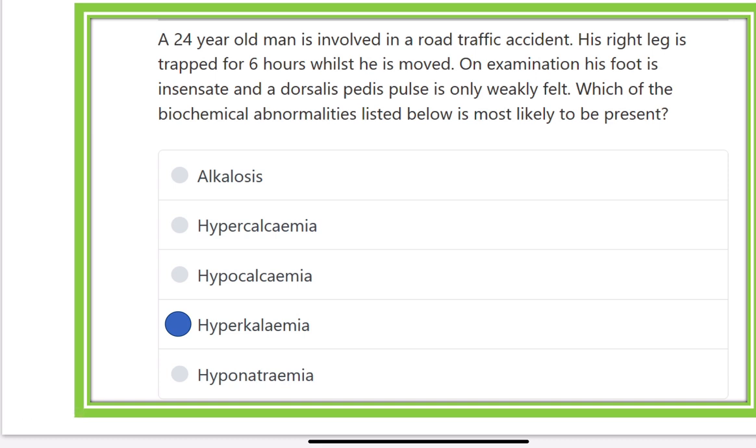So what will increase? It will increase the potassium level in the blood, because when muscle is trapped for more than 6 hours, in this condition muscle will be damaged, with necrosis and death of the muscle, and finally muscle is a cell. So when cell destruction occurs, the potassium level will be increased.